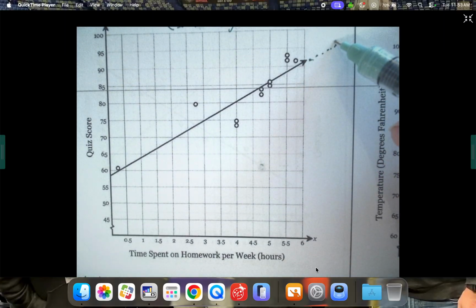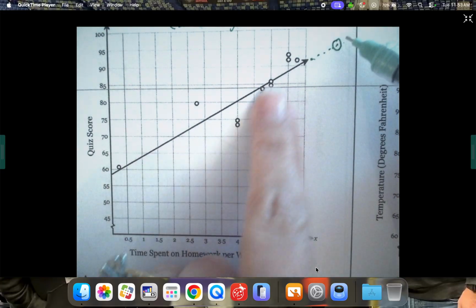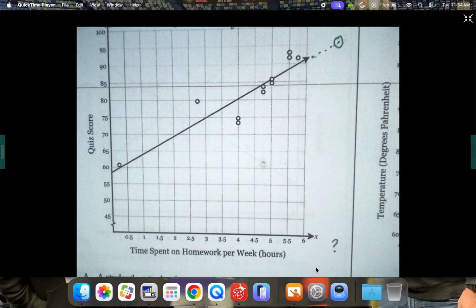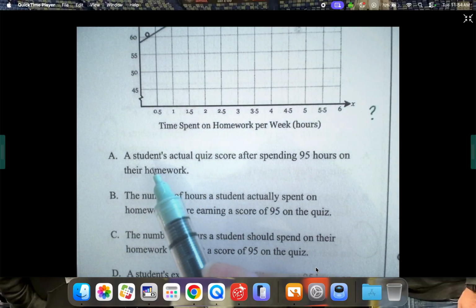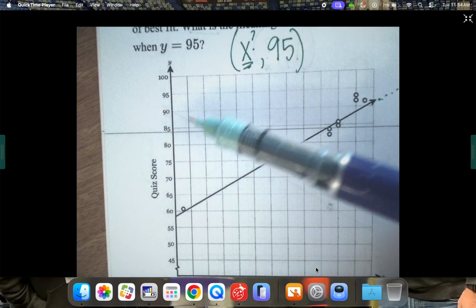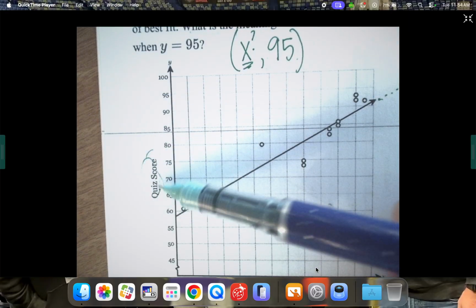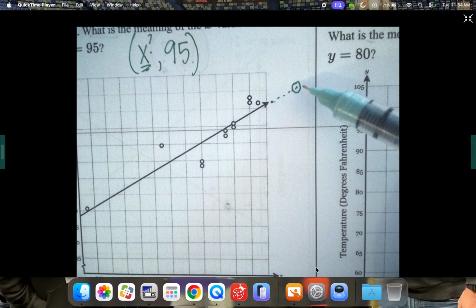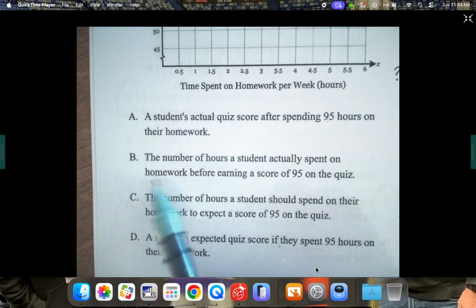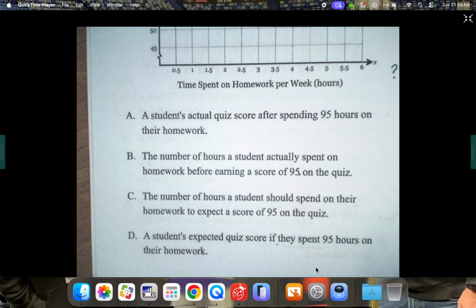Like if you wanted to see what would be at 95 when it hits your line, where would they meet? And so you're basically asking where it would be down here. So are you predicting a student's actual score after spending 95 hours? No, this 95 is quiz score. So this is when they got a 95 on their quiz score. We're saying how many hours must they have studied. The number of hours spent before earning a 95 on the quiz.